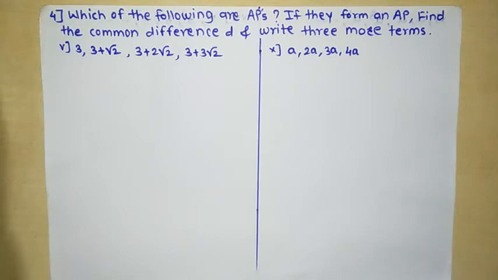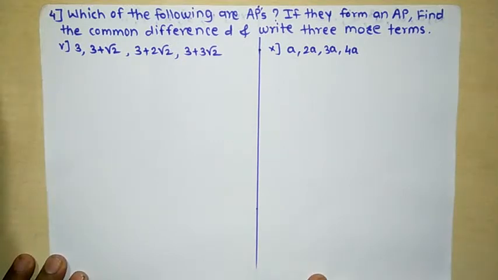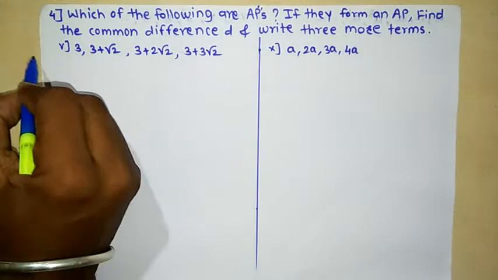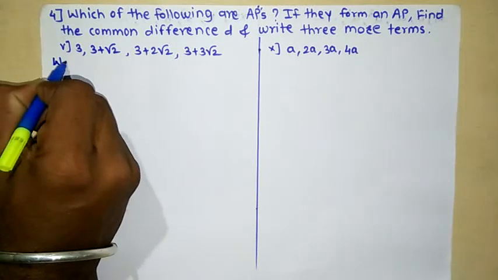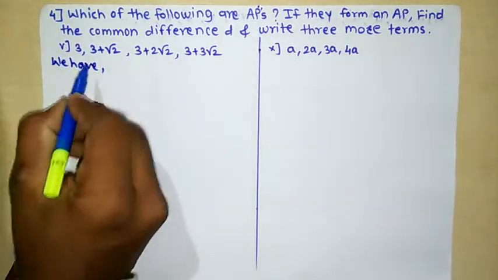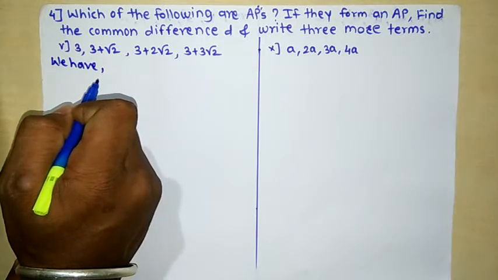Which of the following are APs? If they form an AP, find the common difference d and three more terms. This is the question. In sub question 5: 3 plus root 2, 3 plus 2 root 2, 3 plus 3 root 2. Now we have to check whether it follows arithmetic progression or not.